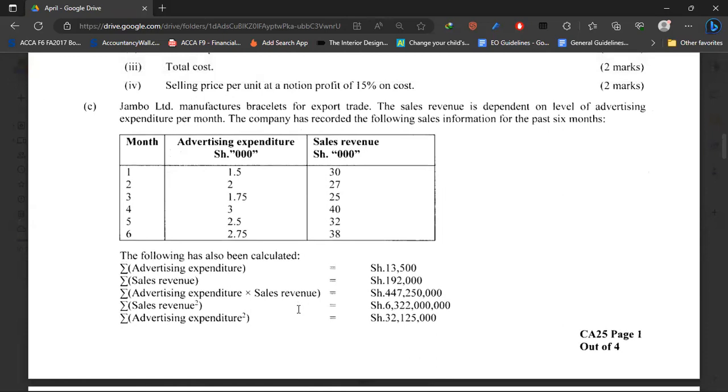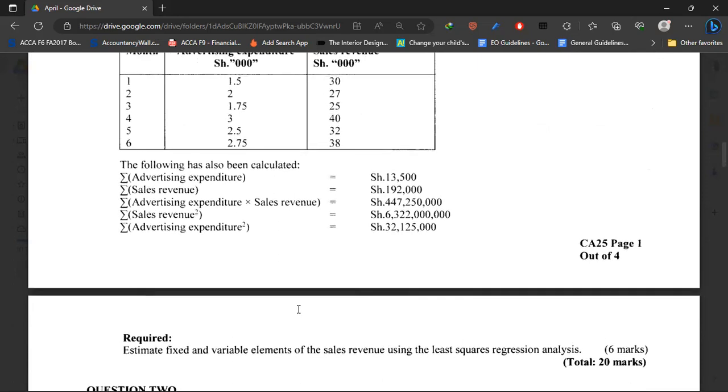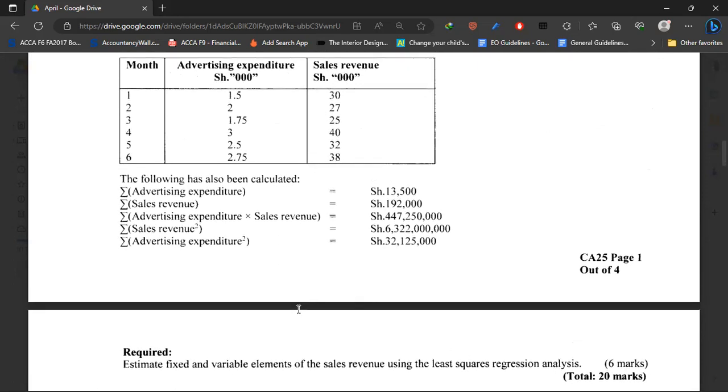Jambo Limited manufactures bracelets for export trade. The sales revenue is dependent on the level of advertising expenditure per month. The company has recorded the following sales information for the past 6 months. The following has been calculated. Estimate fixed and variable elements of the sales revenue using the least square regression analysis method.